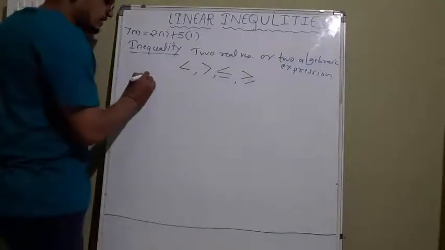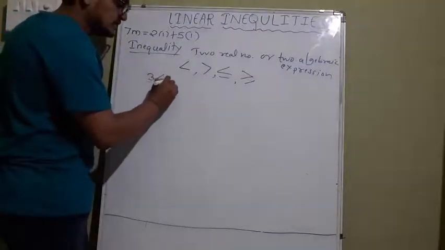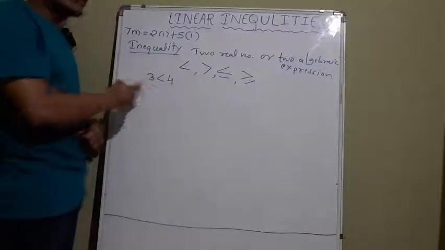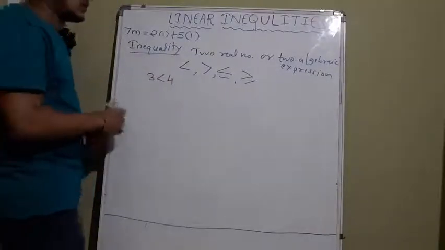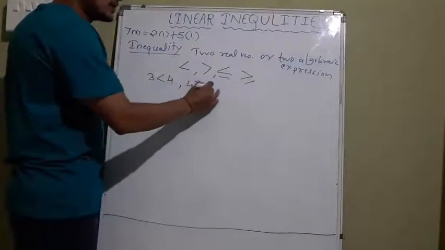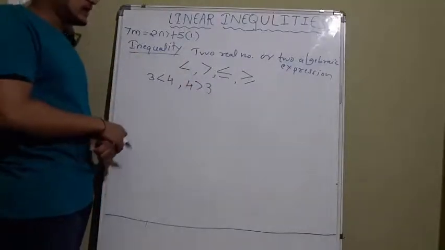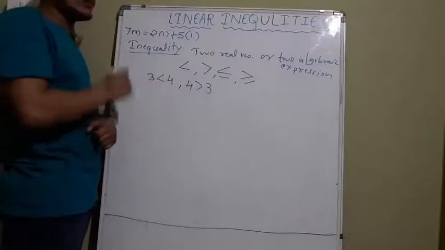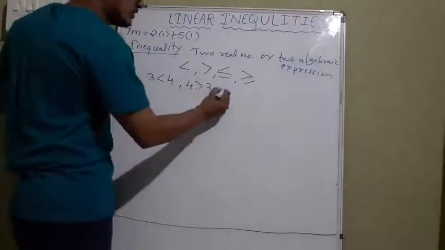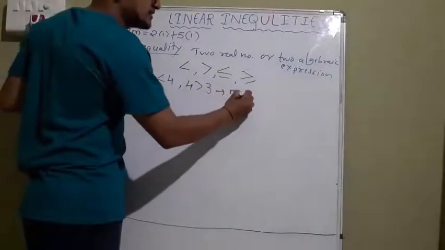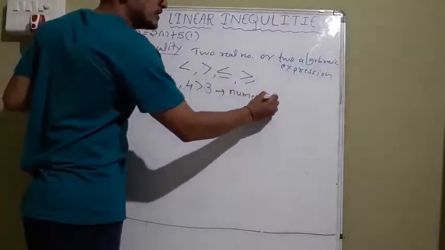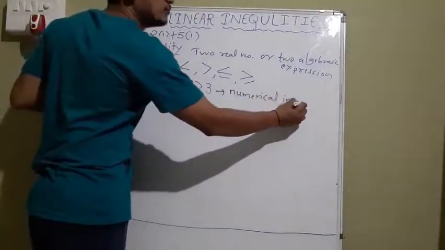For example, if I write 3 is less than 4, this is called an inequality. Or I may write 4 is greater than 3, this is also an inequality. In these inequalities only numbers are used, so these types of inequalities are called numerical inequalities.